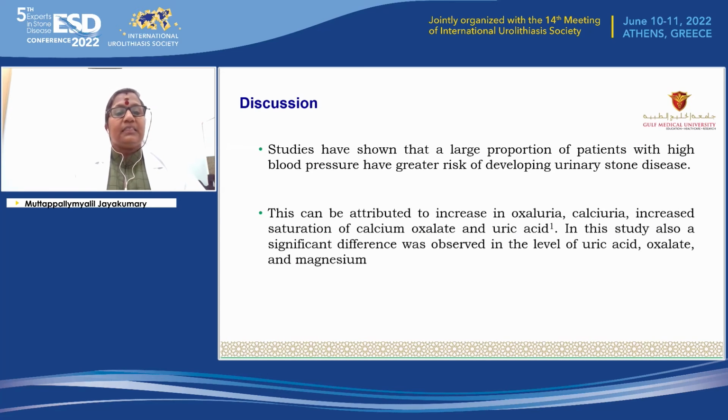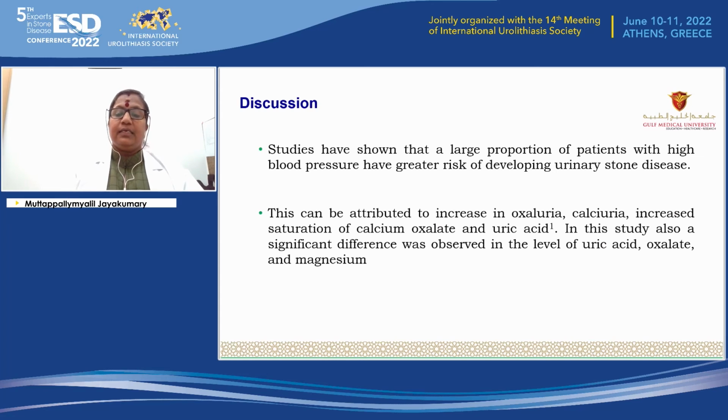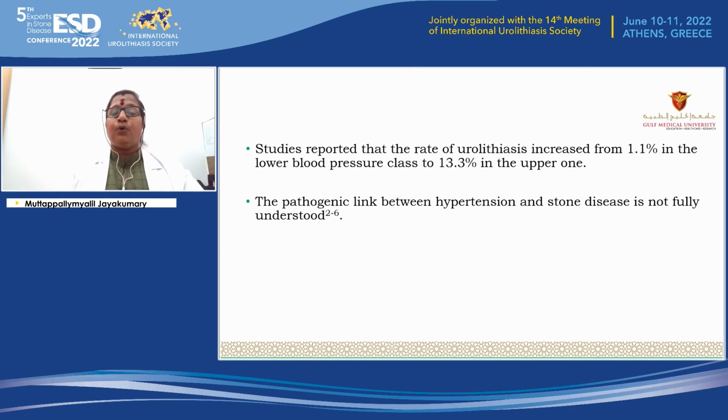Coming to the discussion, studies have shown that a large proportion of patients with high blood pressure have greater risk of developing urinary stone disease. This can be attributed to increase in oxaluria, calciuria or increased saturation of calcium oxalate and uric acid. In this study also, a significant difference was observed in the level of uric acid, oxalate and magnesium. Studies reported that the rate of urolithiasis increased from 1.1% in the lower blood pressure class to 13.3% in the upper one. The pathogenic link between hypertension and stone disease is not fully understood.